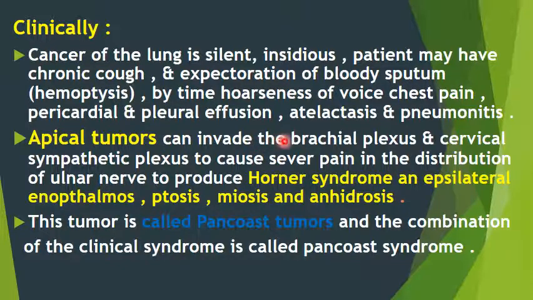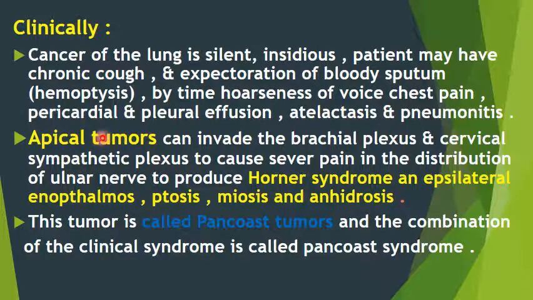In later or advanced stages, the patient might have pericardial or pleural effusion, especially if the tumor extends to the pleura, and atelectasis. If you remember, one type of lung collapse is when the tumor obstructs the bronchus. It might lead to lung collapse and pneumonia.